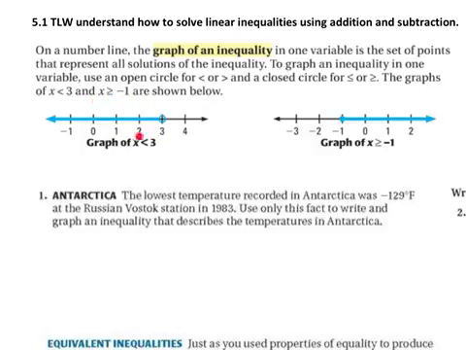So this is less than 3. See how this circle is not filled in? See how this one is when it's greater than or equal to? Less than on the number line means shade left, greater than means shade right. Okay?